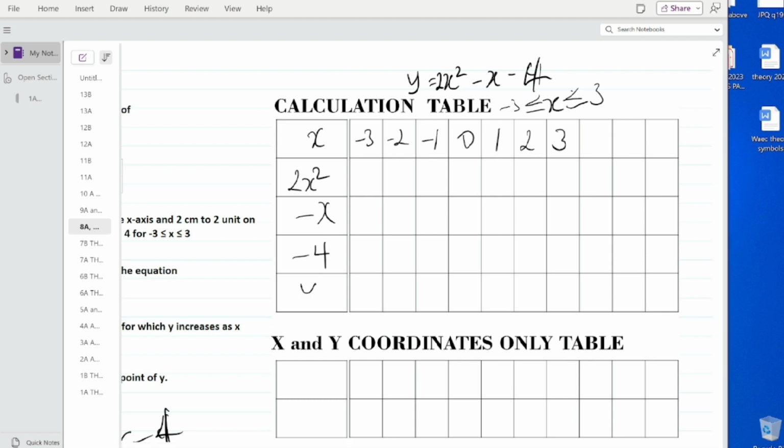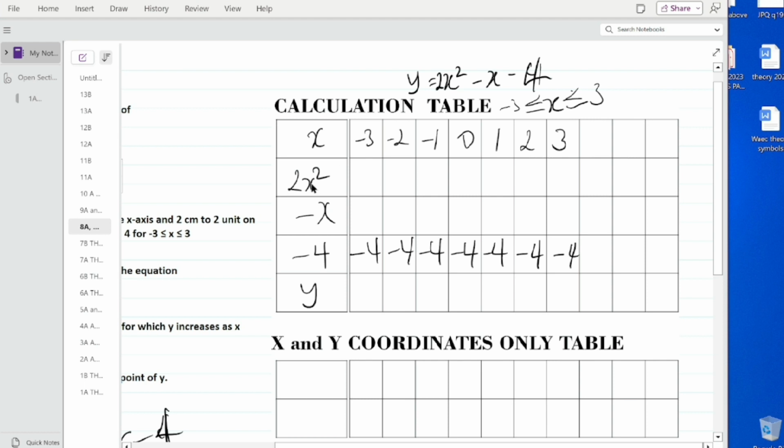Then we have our y. Since the minus 4 is a constant, has no x behind it, we have to repeat it all through the table. That's minus 4 across all seven columns.